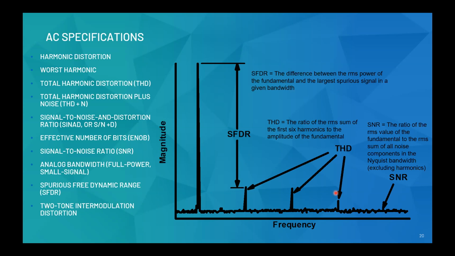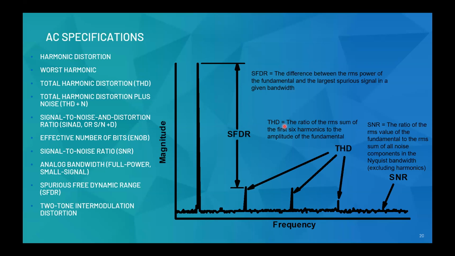Just to talk about some of the important ones. SFDR is essentially the difference between the RMS power of your fundamental frequency. Like if you are trying to observe a 1 kilohertz signal, what is the amplitude difference between the 1 kilohertz signal and the spur that you see in your noise floor? This determines your SFDR, which is spurious free dynamic range.